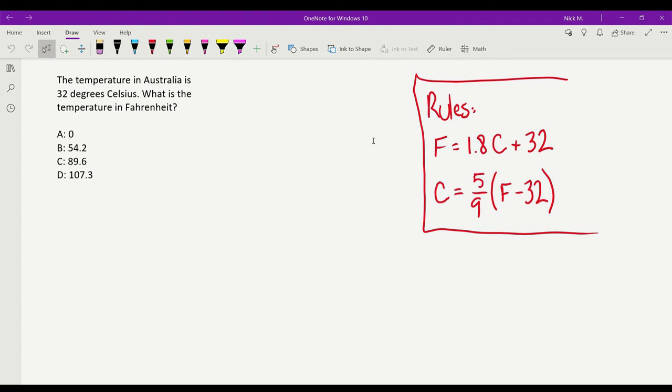So to get started here, we'll start off with taking this equation and simply plugging in 32 degrees Celsius. So we'll have this.